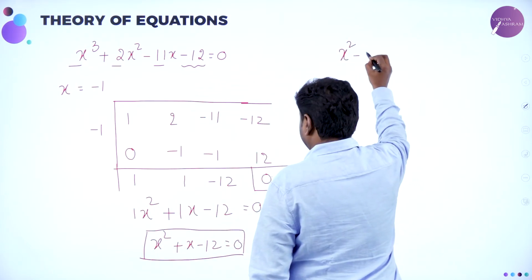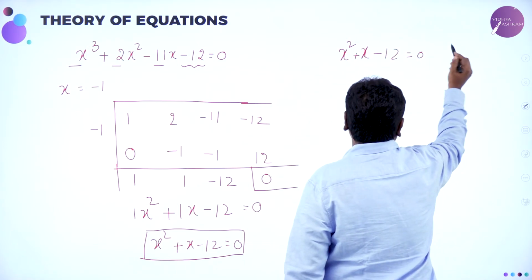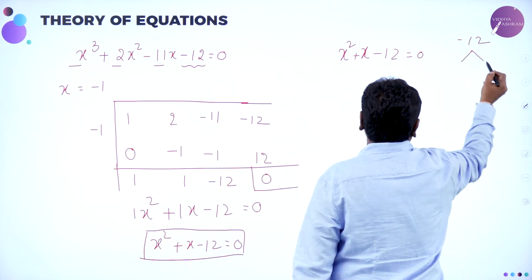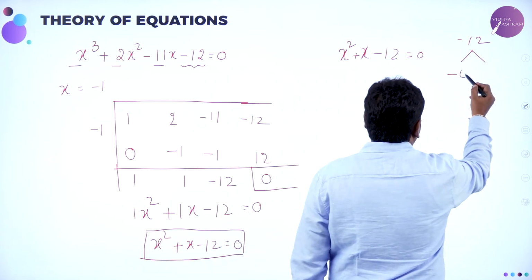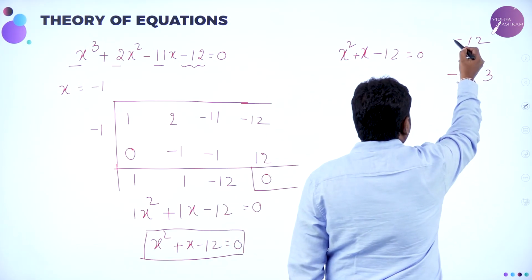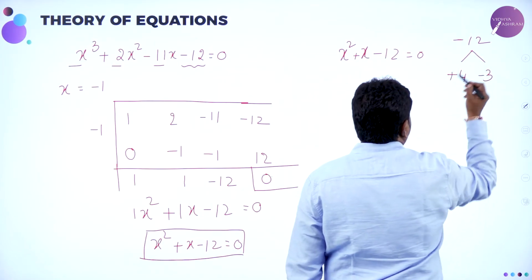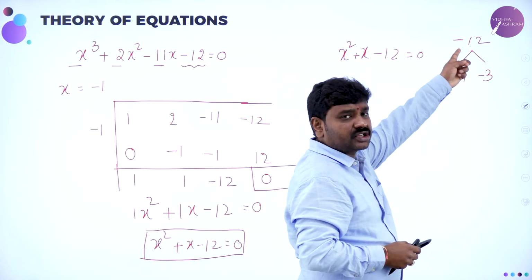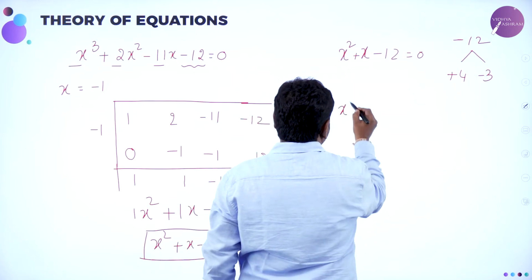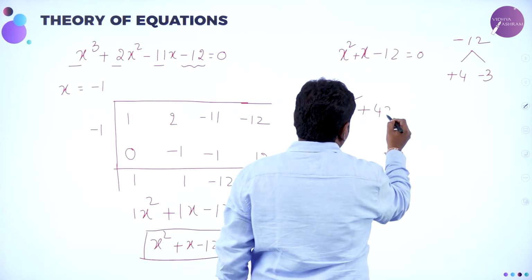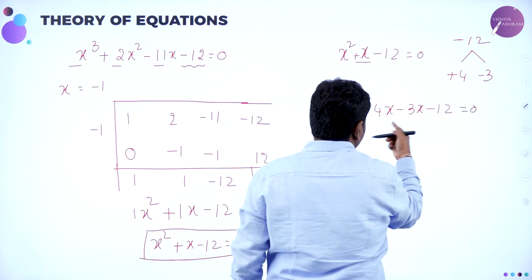X square plus x minus 12 equal to 0, and write the factors for minus 12. What are the factors for minus 12? That will give you plus 1. So I can take minus 4 and 3. If I multiply, minus 4 into 3 is minus 12. If I add, I want plus x. So plus 4 minus 3 I will take. Plus 4 into minus 3 is minus 12. Plus 4 minus 3 if I add, I will get plus x, because we need plus x. So I will write this as x square plus 4x minus 3x minus 12 equal to 0. Plus x I wrote as 4x minus 3x.